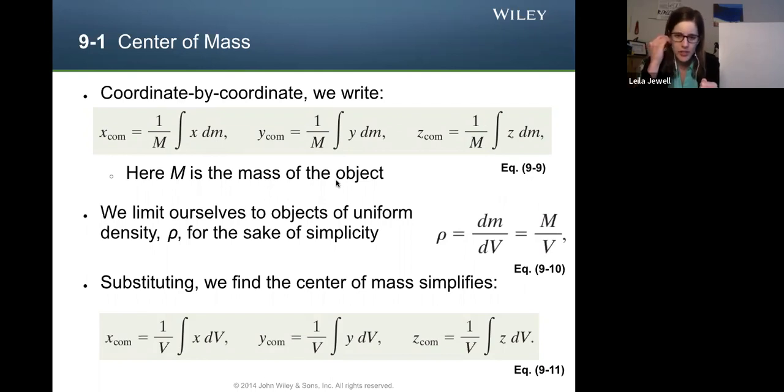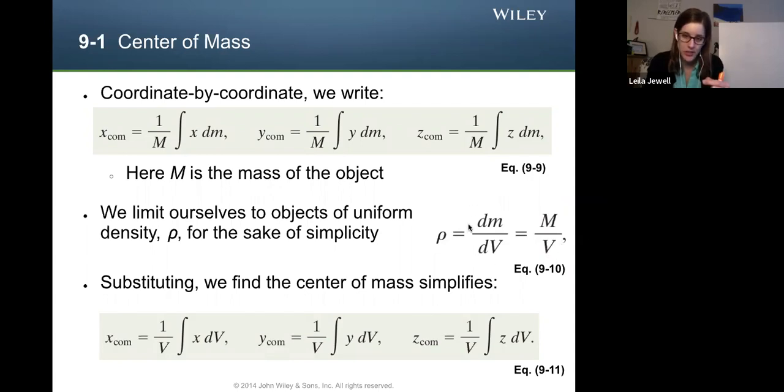Now here we're going to limit ourselves to objects that have uniform density, which is much simpler. Because if the object does have uniform density, then the density rho is equal to the infinitesimal amount of mass divided by the infinitesimal amount of volume. But if it's uniform, that's going to be the same density as the overall mass of the object divided by the total volume.